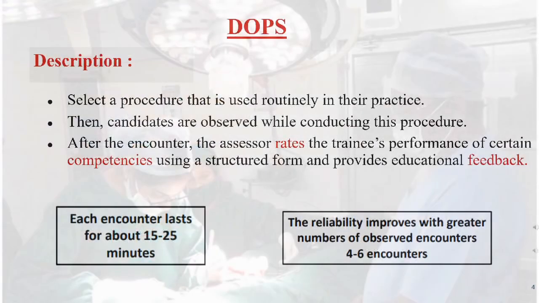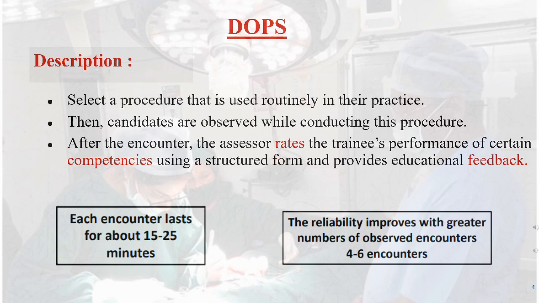So to use DOPS in a real-life setting, first of all, as an instructor or professor, you start by selecting a procedure that is used routinely in practice. It has to be something important for our candidate to be competent in. Then we watch and observe our candidate while he is conducting this procedure. After this encounter, we rate the trainee's performance of certain competencies using the DOPS form. And then we provide him with educational feedback.